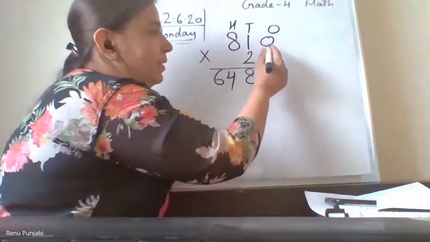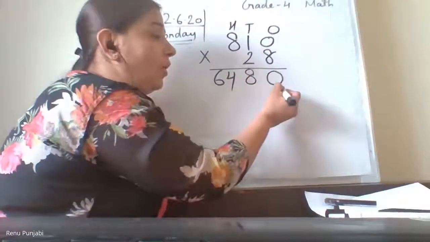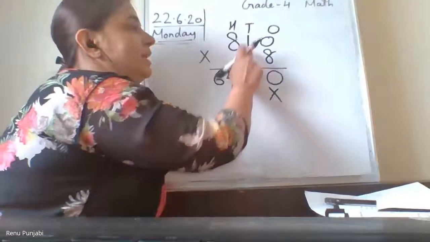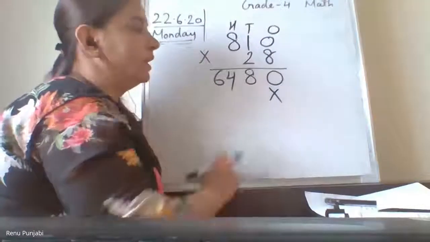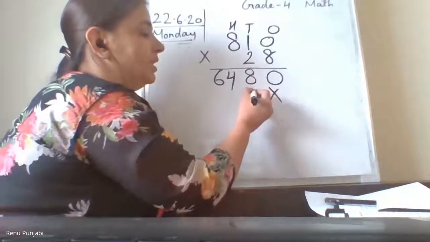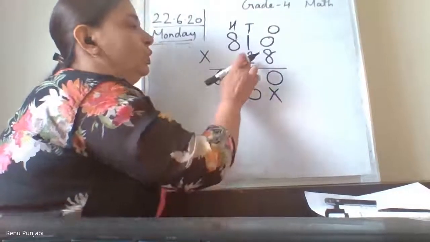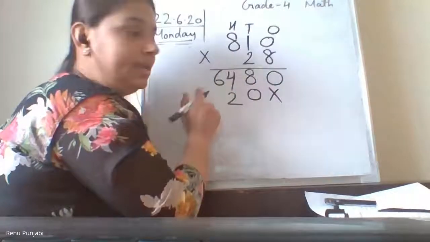Now once ones place is done, either put 0 or a cross sign. Go to the tens place and multiply with all the digits. 2 zeros are 0. 2 ones are 2. 2 eights are 16.